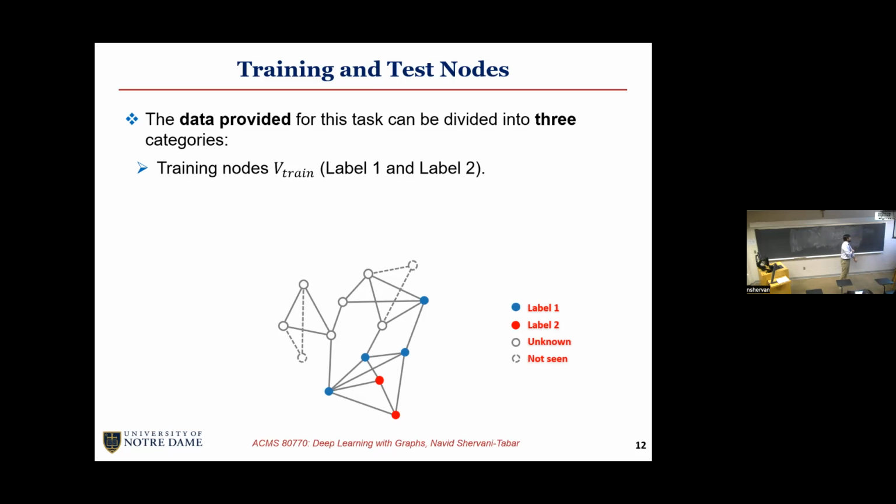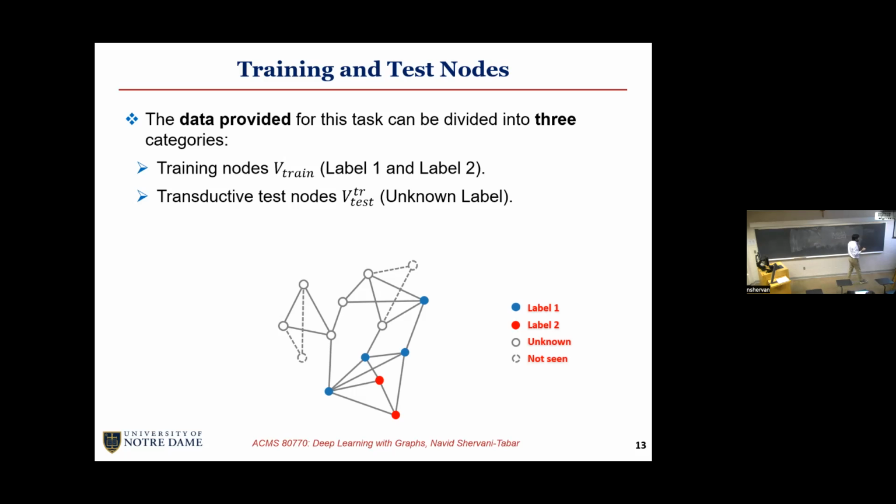The second set of nodes that we have are our test nodes that we are seeing at the same time. So we see some structure for this graph. We see that there are some nodes that have been citing other papers, but we don't know their labels. We call them transductive test nodes, transductive meaning that they are seen during training, but their labels are not known.